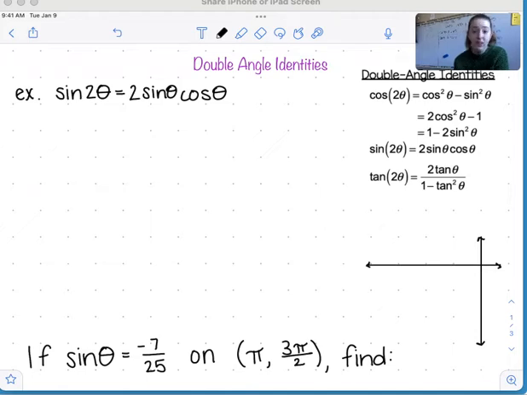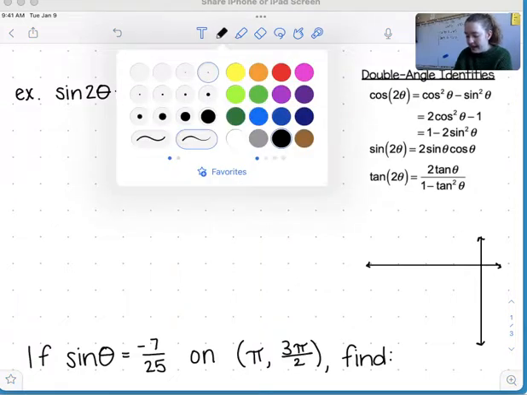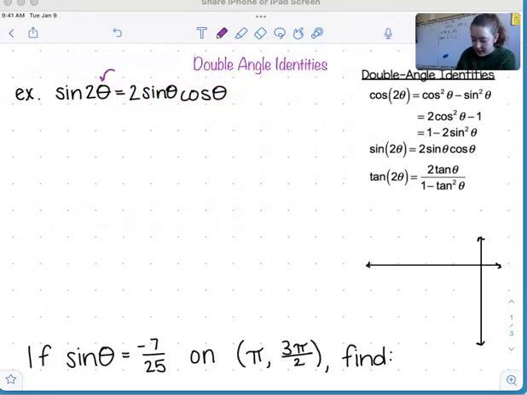So with double angle identities, what I first want to emphasize to you is that we are literally doubling the angle. So for example, let's talk about the sine of 2 theta. Let's say that we want theta to be 45 degrees. So we've got a 45 degrees here and a 45 degrees here. So if we use this identity, we get 2 sine of 45 times the cosine of 45.